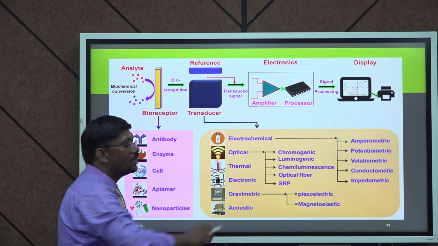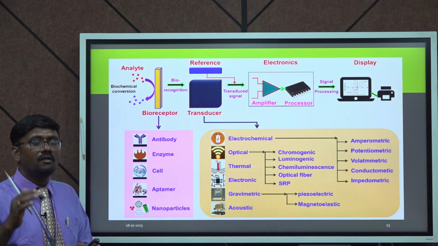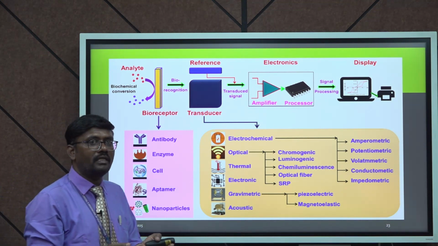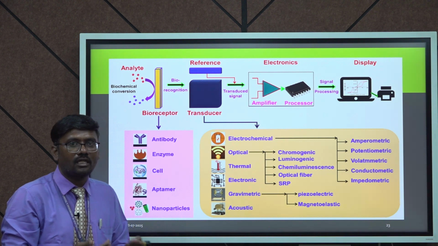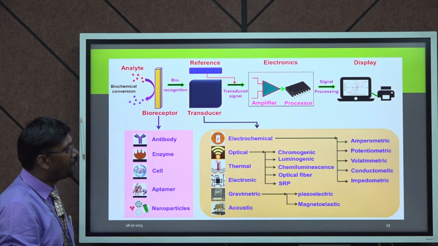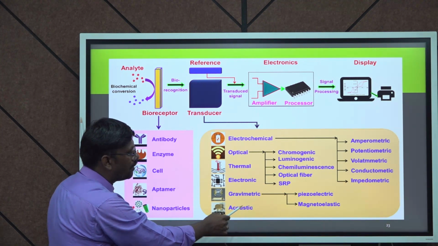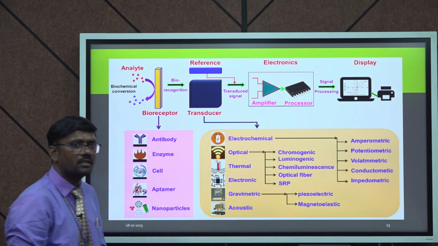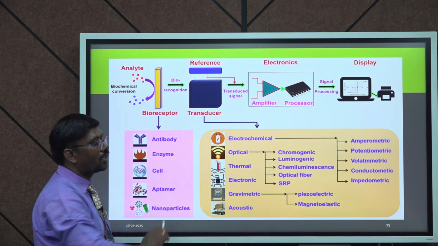And illuminants: some reactions emit light. For example, a firefly, at night you could see some kind of light illumination, fluorescent light comes, no? That is an example of luminescence. So that part you can take, or optical fiber. Similarly, gravimetric, piezoelectric, magnetoelastic: there are different principles you could choose as the transducer component.